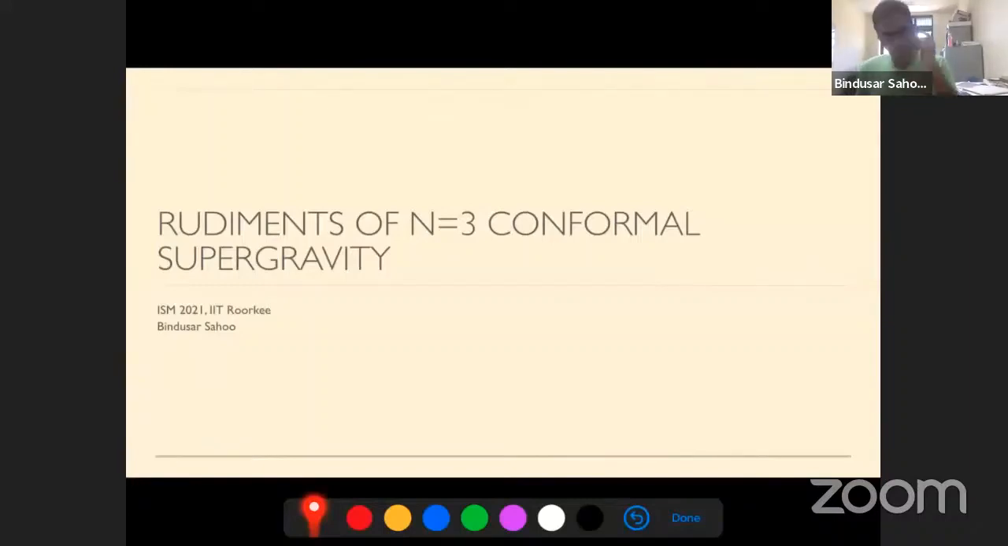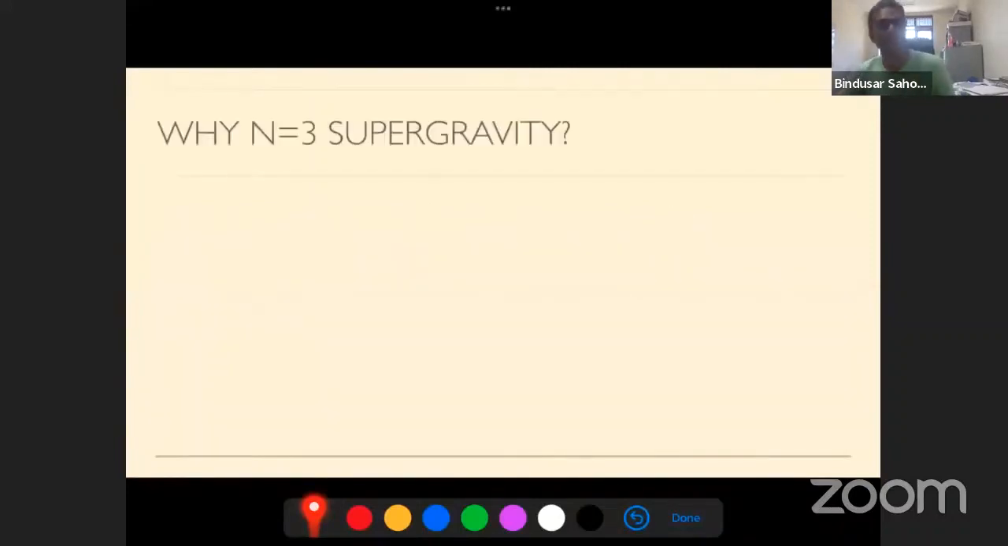Okay, so today I'm going to speak about rudiments of N equal to 3 conformal supergravity. So there are two parts to this. First is N equal to 3 and then conformal supergravity. So let me first tell you why we need to worry about N equal to 3 supergravity.